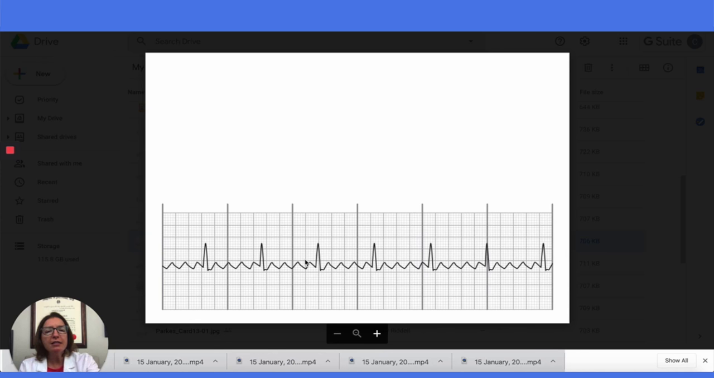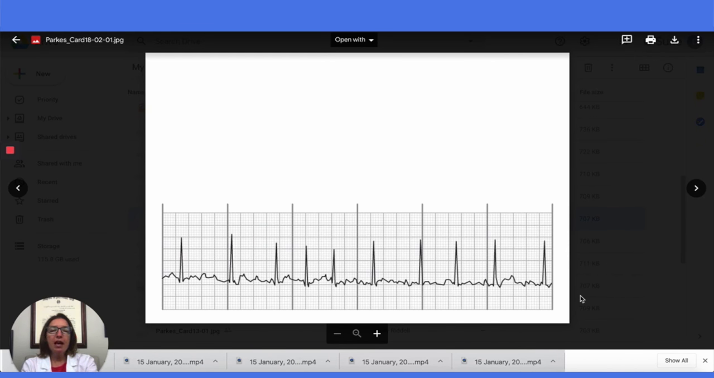The QRS complexes on an atrial flutter strip will usually be normal. So they will be under 0.12 seconds in duration. Treatment of atrial flutter can include cardioversion, and we can also use antiarrhythmics to treat this as well. And we'll go into more detail about those antiarrhythmics as well as cardioversion at the end of this video series.